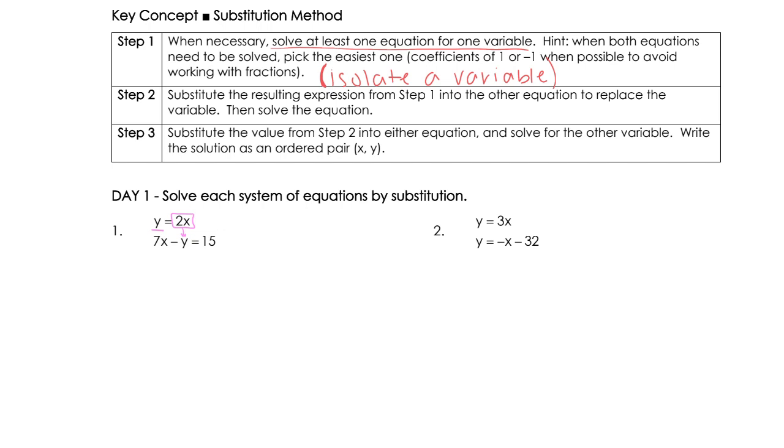And when I do that, everything else has to stay the exact same. So I have 7x minus, but I'm not going to write y anymore. I'm going to plug in my 2x or substitute in my 2x. This is now step 2, substitute the resulting expression from step 1 into the other equation to replace the variable. Then we actually have to solve. So then everything else stays the same. I'm just plugging in that 2x for y, which I drew an arrow to, if you see that right here.